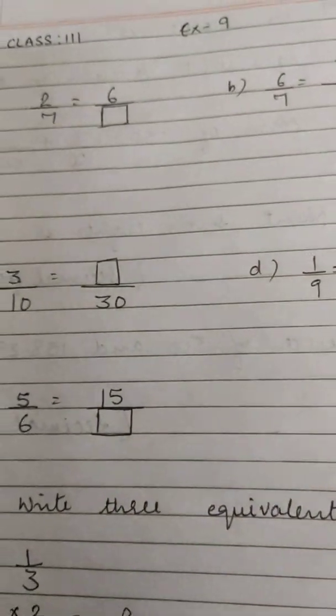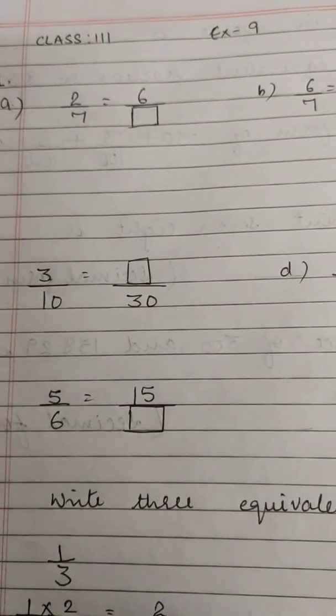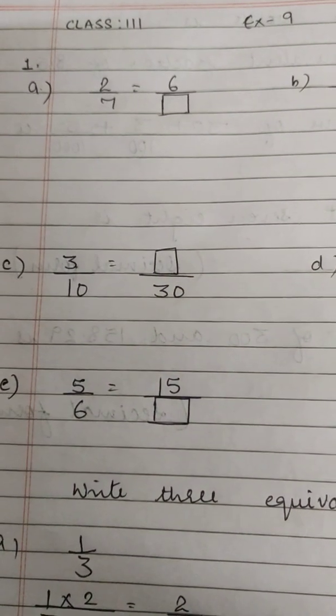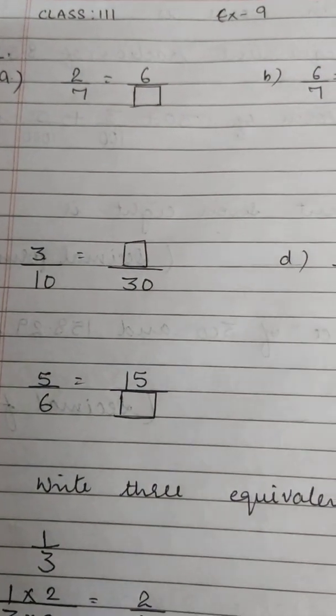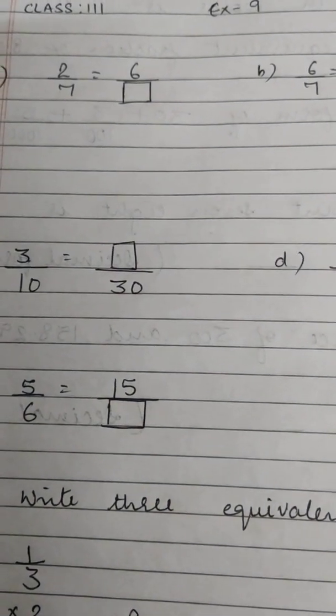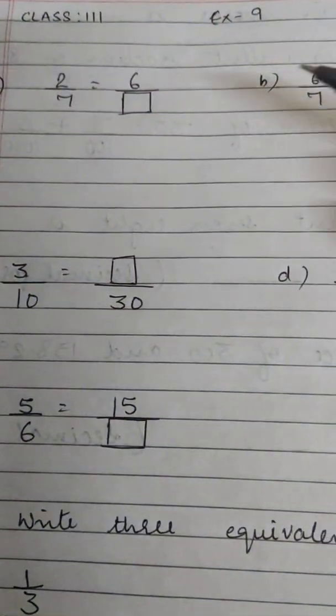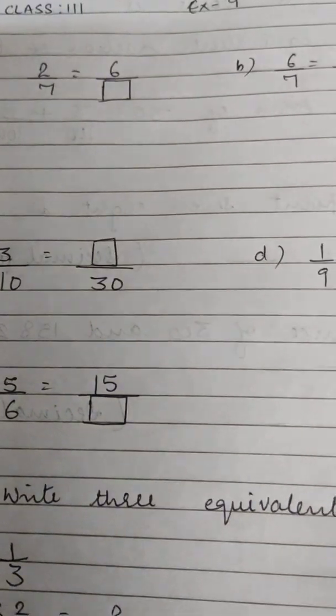Today we are going to do exercise 9 of the class on fractions. Your exercise 8 is cut because, as I told you, number lines for anything will not come. So today the topic is equivalent fractions.